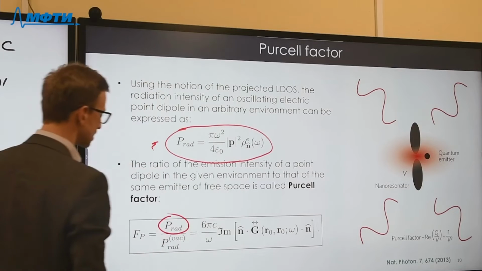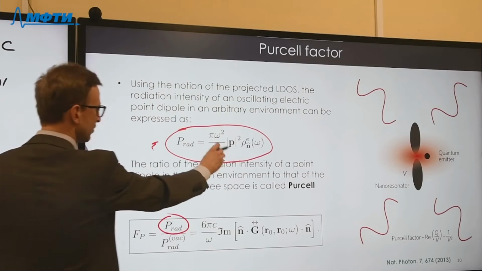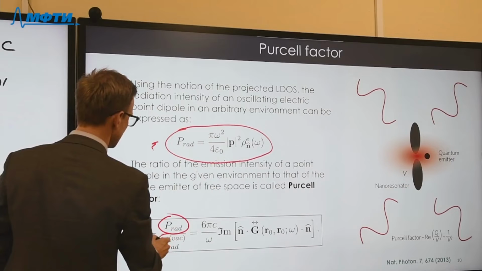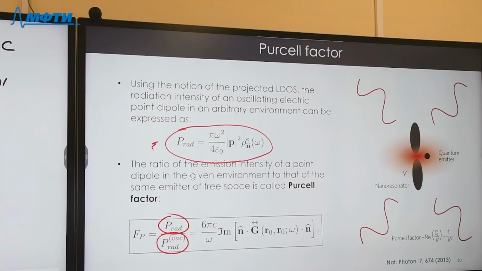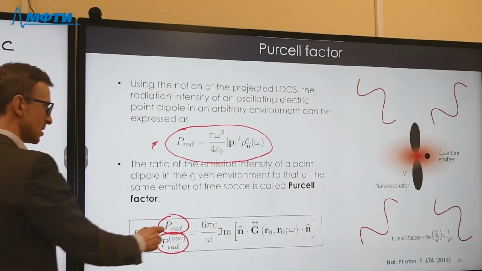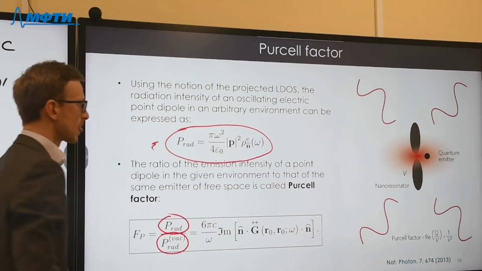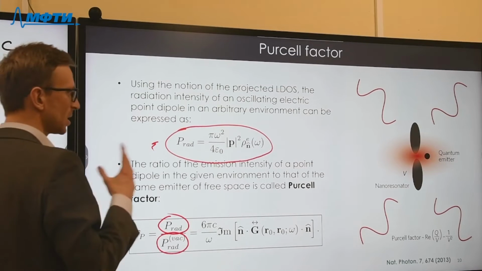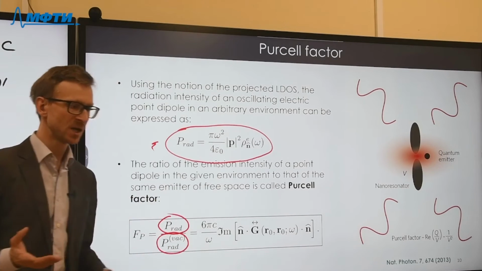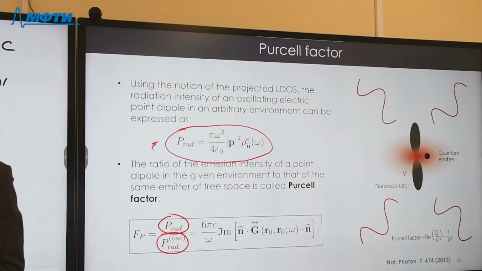We calculate this. Then for the same dipole, for the same magnitude of P, we calculate emission of the dipole into free space, which we already know. And then this ratio gives us the Purcell factor, which shows the amplification of emission intensity due to the environment. It can be amplification, it can be inhibition. In some cases, spontaneous emission indeed can be inhibited.